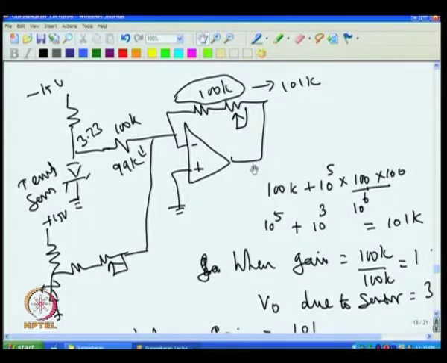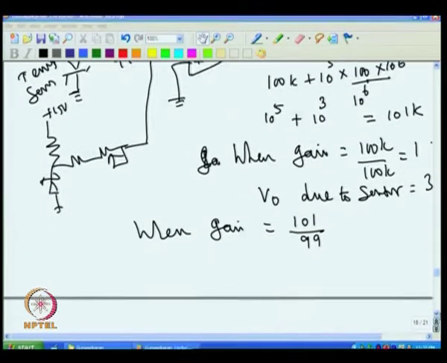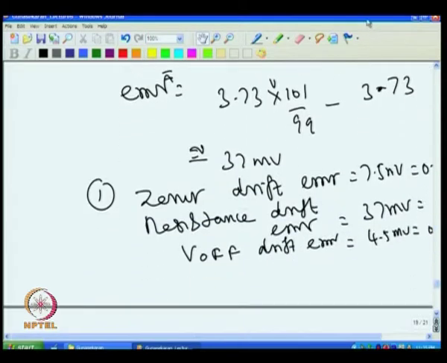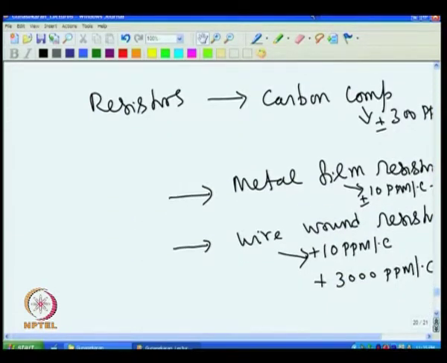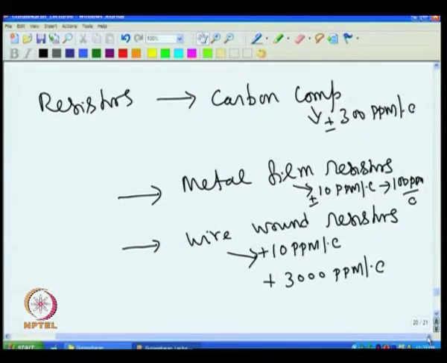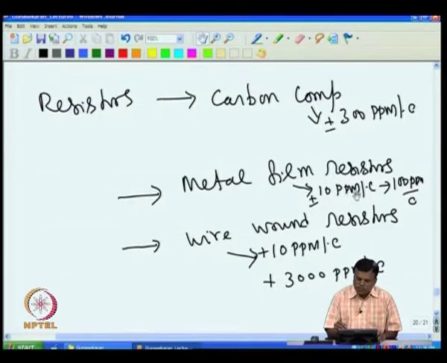In this connection we also discussed the different types of resistors that are available. If we see carefully, we have 3 different types of resistors: carbon composition resistors, metal film resistors, and wire wound resistors. Carbon composition resistors give you 300 ppm per degree C drift. Metal film resistors give you 10 ppm, that is 10 parts per million resistance drift per degree C, and wire wound resistors give you from plus 300 ppm to plus 3000 ppm.